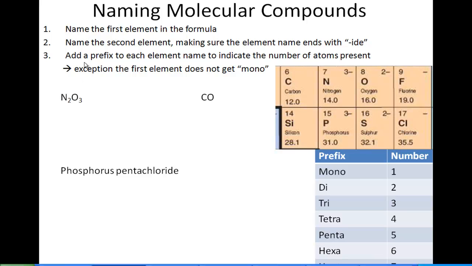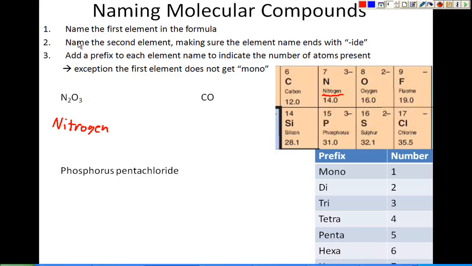So I have three steps right here. The first one is name the first element in the formula. Let's start right away with this one, N2O3. We see N. Just go to our periodic table, find N. We see that it's right here, nitrogen. So I'm going to name the first one first. Nitrogen.